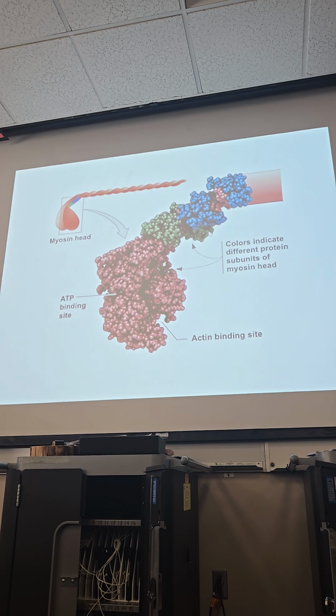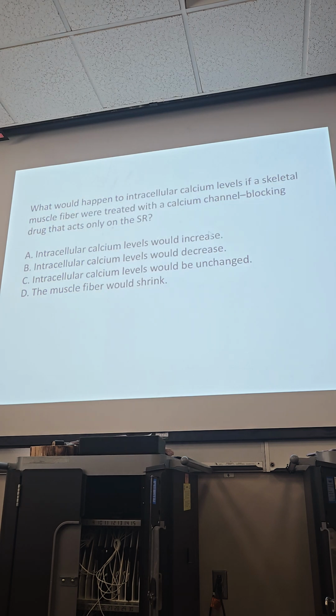So ATP binds the myosin head, causing it to change its stereo orientation. That releases it from the actin. Then they can move forward and bind again.